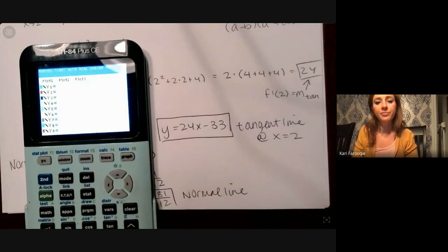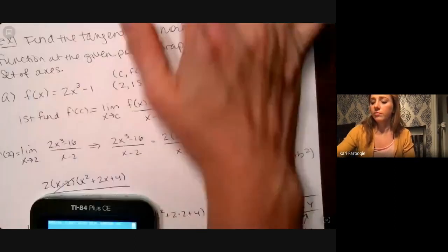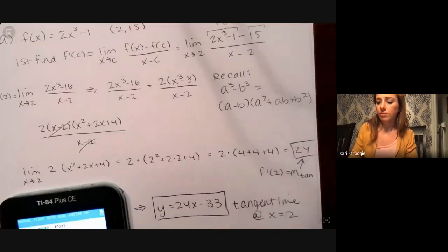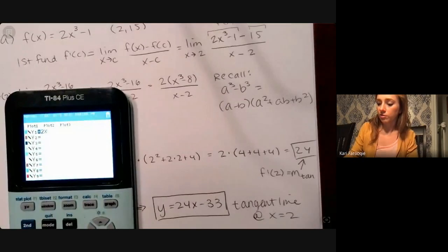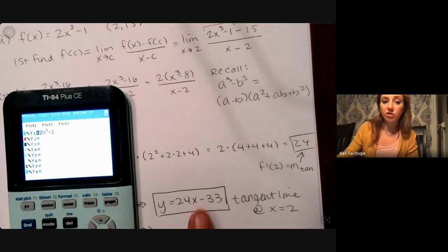Okay. Original graph, original function, I should say, 2x cubed minus 1. We're going to have to play around with our window a little bit to see these lines. Tangent line, 24x minus 33.